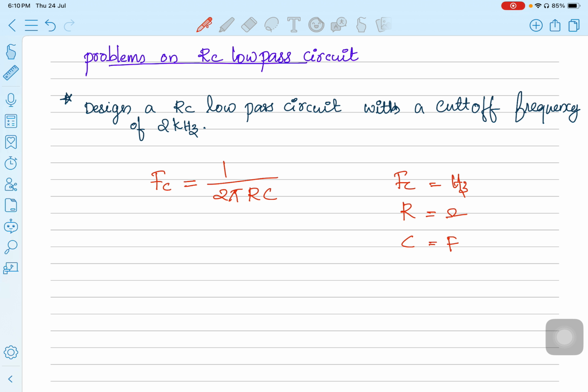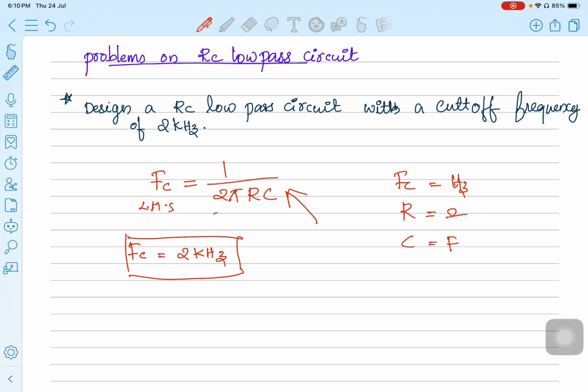Here the given data is Fc equal to 2 kilohertz, and we need to design an RC low pass circuit that has a cutoff frequency of 2 kilohertz. So we look at this equation, the only equation we have: cutoff frequency Fc is equal to 1 by 2 pi RC. The left hand side is 2 kilohertz, and we need to find the right hand side.